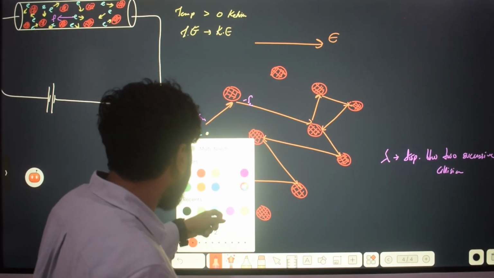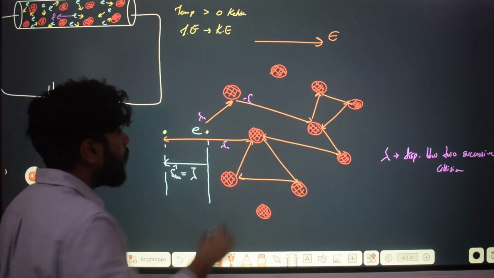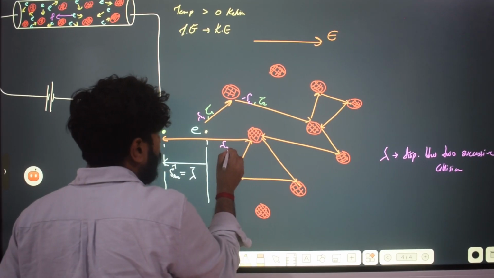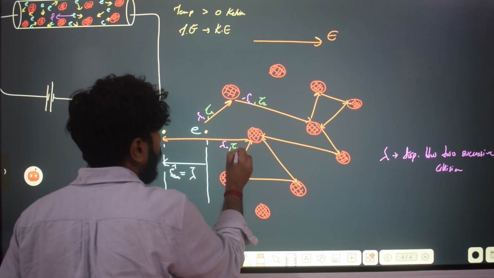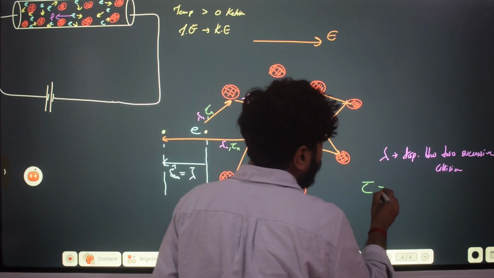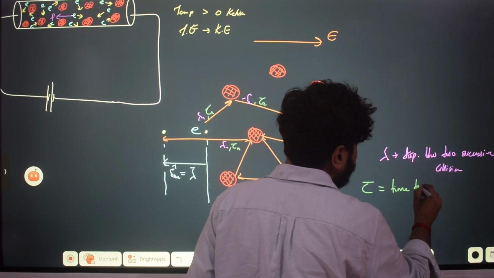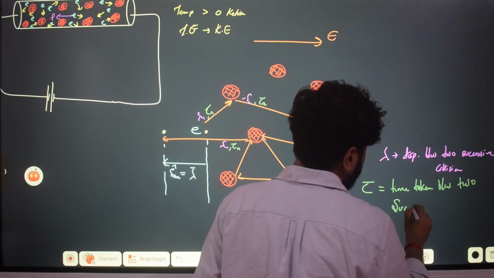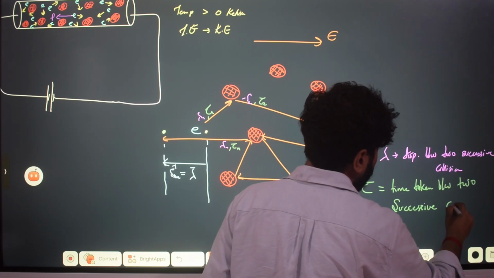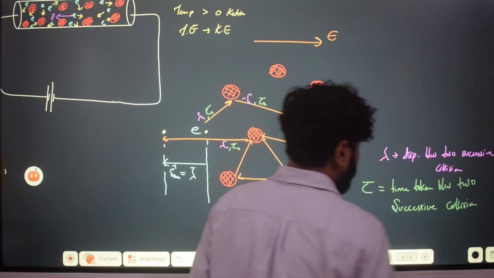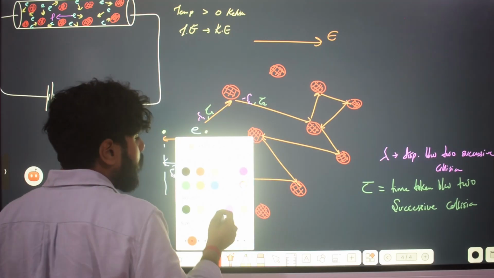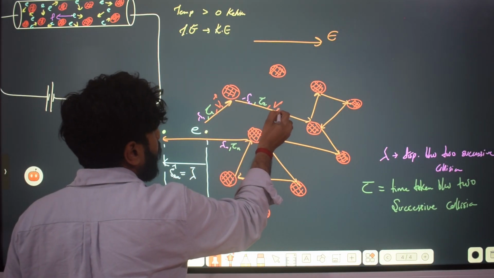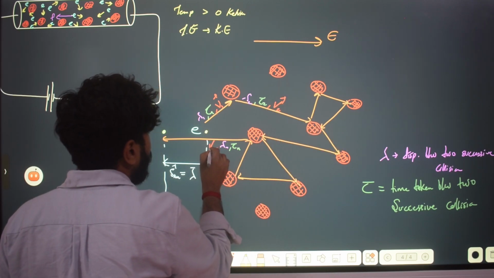Right? Similarly, between two collisions there will be some time taken. That time taken is your tau 1, tau 2, tau 3, and so on. So this will be our tau n. So what is tau? Tau is the time taken between two successive collisions. Right? And similarly, before a collision it must be moving with some velocity. Let's call it v1 velocity, v2 velocity, and so on. This will be our vn velocity.